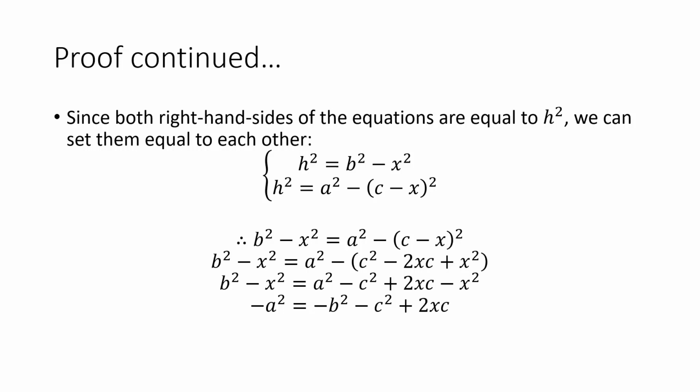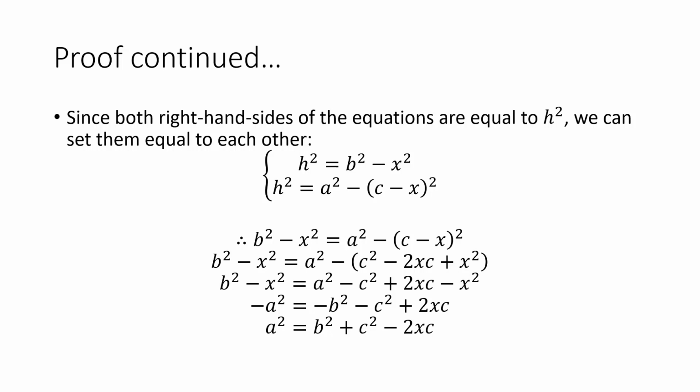And now, because we have a negative a squared, and obviously we want a positive a squared for the law of cosines, we just divide everything by negative 1. So we have a squared is equal to b squared plus c squared minus 2x times c. So already we have a crude form of basically what we're looking for. We have a squared is equal to b squared plus c squared, and then we have minus 2 times something times c.